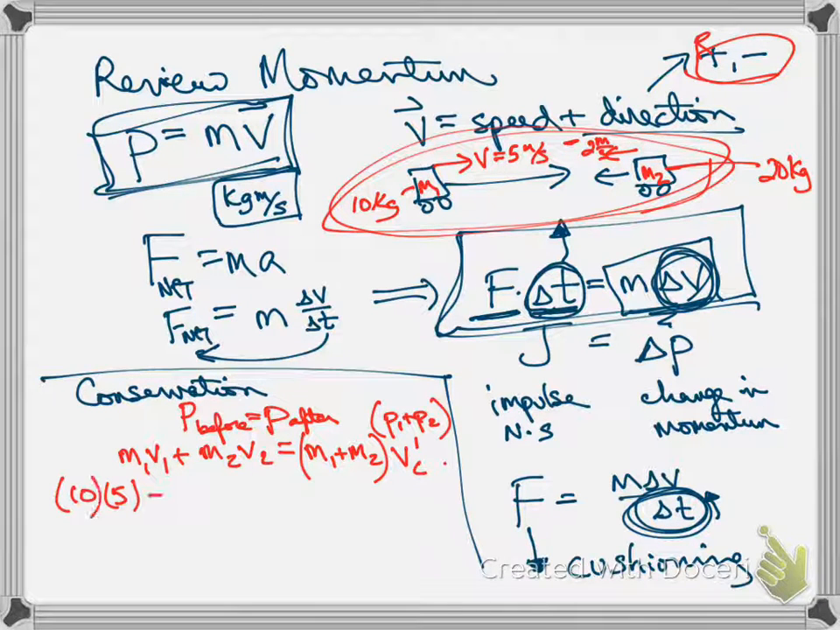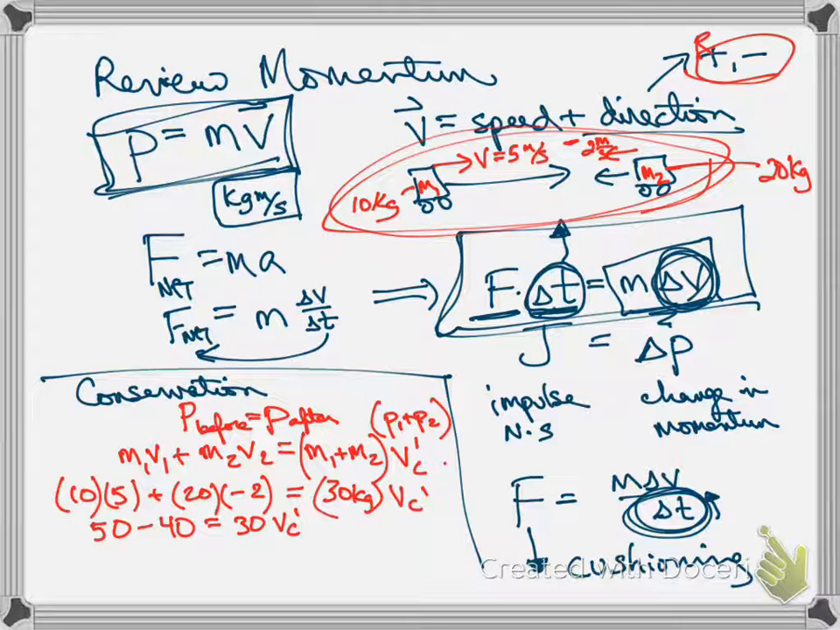10 times 5 plus 20 times, and this is where you have to be careful, the negative 2. I left out my units because I wrote them up here and I have this really small box, but you should put in units. The total mass would be 10 and 20, so that would be 30 kilograms times some combined velocity. Now I can do the math on it. This would be 50 minus 40 equals 30 times V combined. So 10 equals 30 V combined, or V combined after is equal to 10 over 30, or 1/3 meter per second.